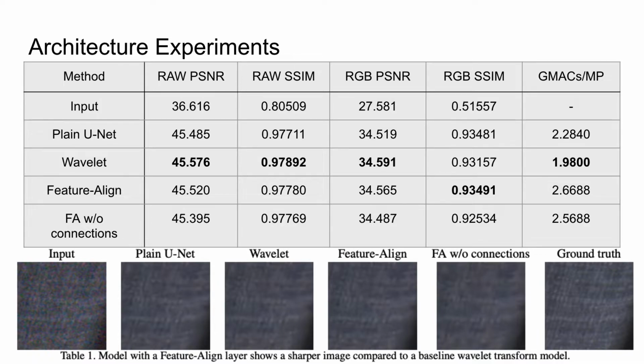We also see that the feature-aligned layer without the skip connections has worse performance than the feature-aligned layer with skip connections. And this shows that although the feature-aligned layer has a similar purpose to skip connections, reintroducing the original input details, they are not redundant.